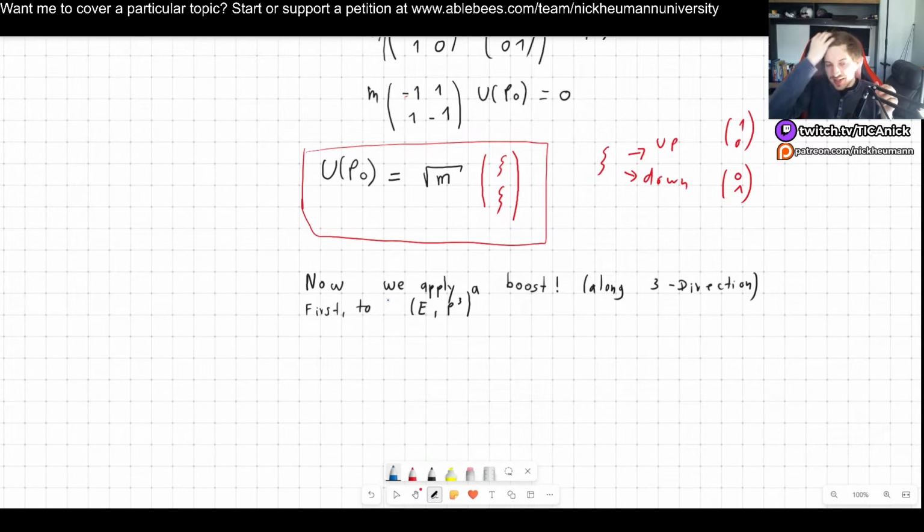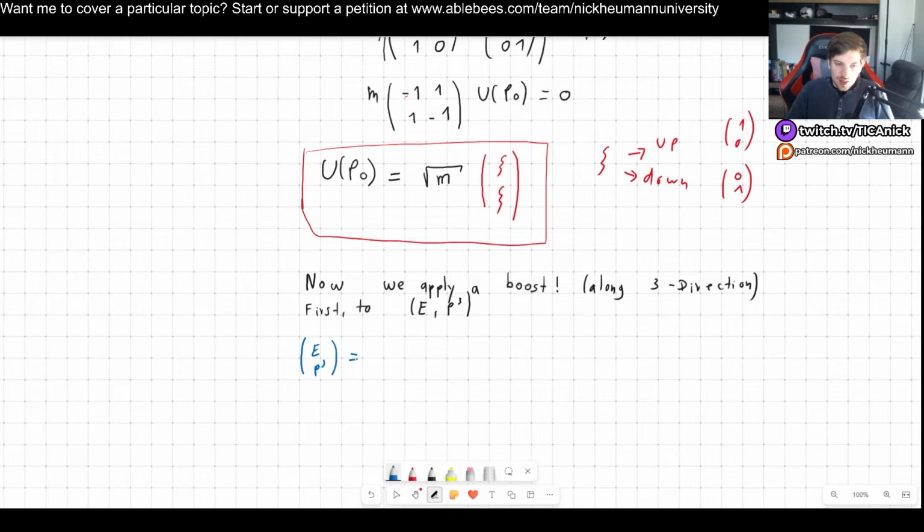Okay, so now we're going to apply the boost along the 3 direction. No particular reason why the 3 direction. It's just something that apparently teachers like to use, so it's likely that yours will do it too. It doesn't really matter, along a direction. Okay, so first we're going to apply the boost to the energy momentum 4 vector.